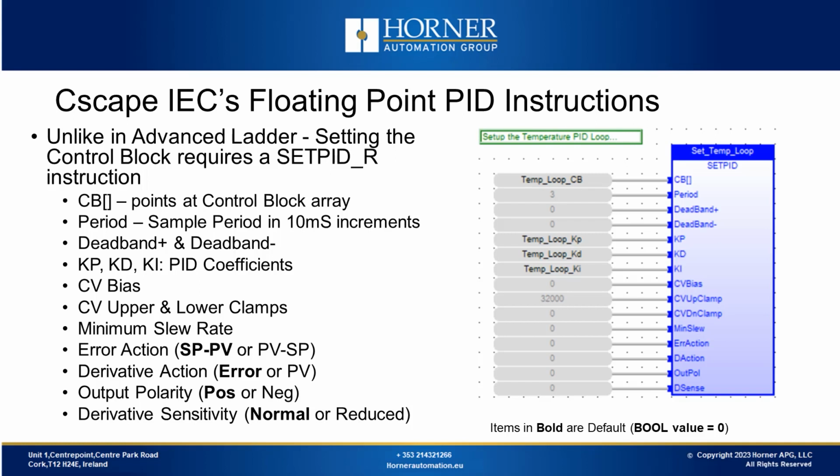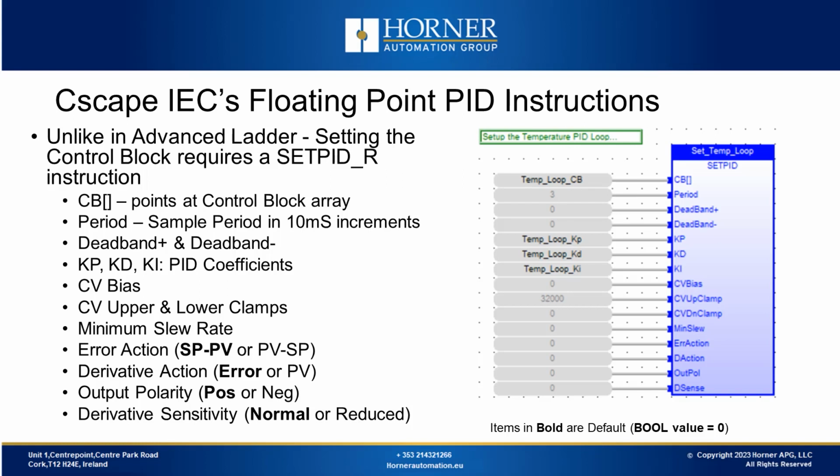In IEC, there's a unique input, the precision variable, which is a real value. This specifies the precision for floating point values in the algorithm, often set at 0.01 initially. On the output side, there's an auto-tune done bit and the control variable, which is the PID loop's output. Unlike Advanced Ladder, you can't write directly to the control block in IEC. Instead, we use the set PID instruction available in both integer and floating point versions. It allows you to configure parameters like sample period, dead bands, coefficients, and clamps.